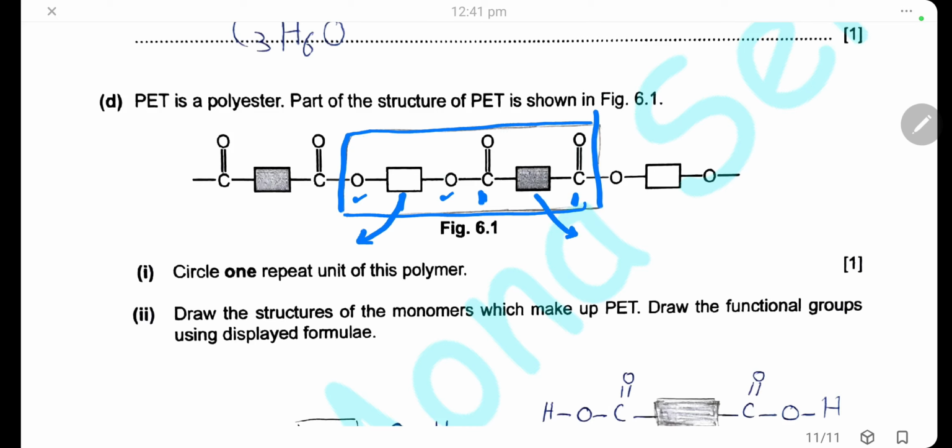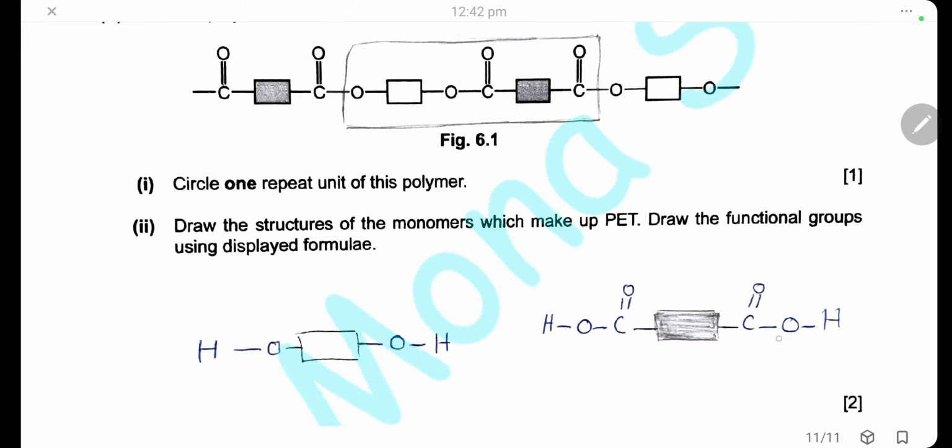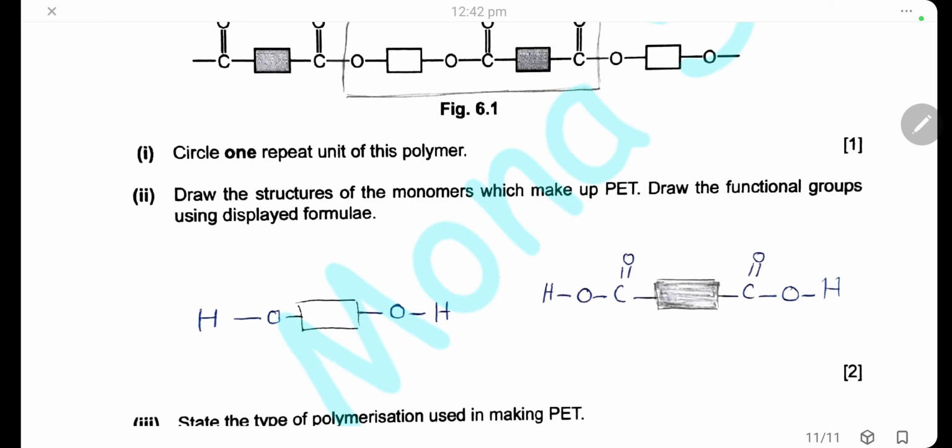This unit will be repeated along the polymer. The first monomer contains the carboxylic group, 1 from each side, and the second monomer contains the OH group, 1 from each side. So this is the repeated unit. To draw the structure of the monomers, we will have the shaded block containing the carboxylic group from each side, and the white block containing the hydroxyl group, 1 from each side. So these are the 2 monomers, dicarboxylic acid and diol.